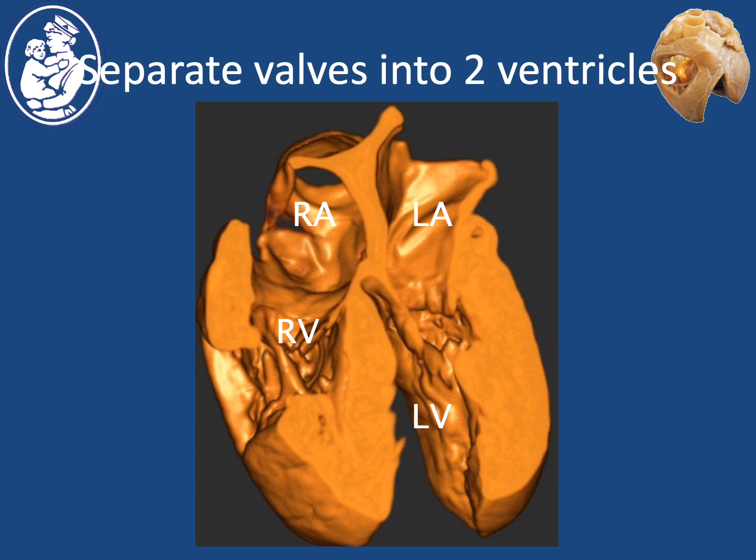This waxed specimen illustrates normal AV alignment and connection. The right atrium is aligned with the right ventricle, left atrium with the left ventricle, and connected by two separate atrioventricular valves, the tricuspid on the right and the mitral on the left, into the two ventricles.